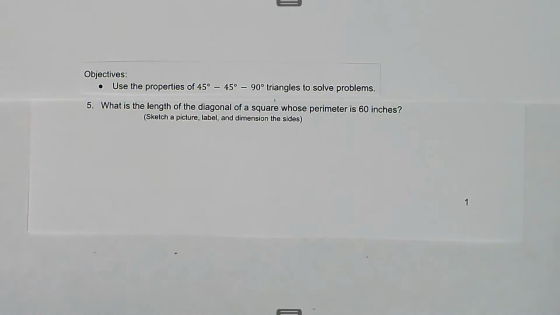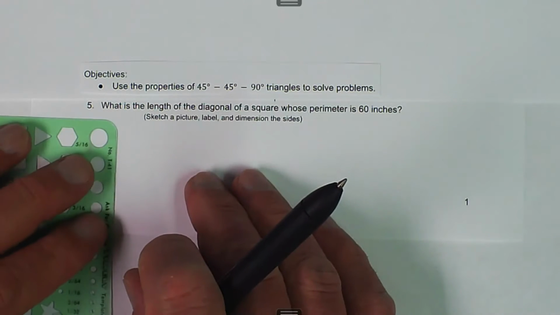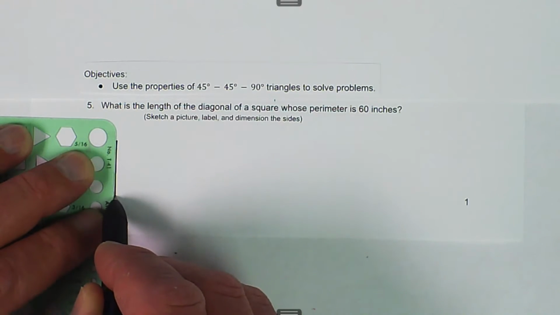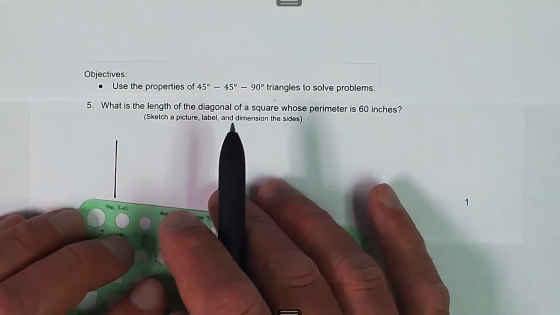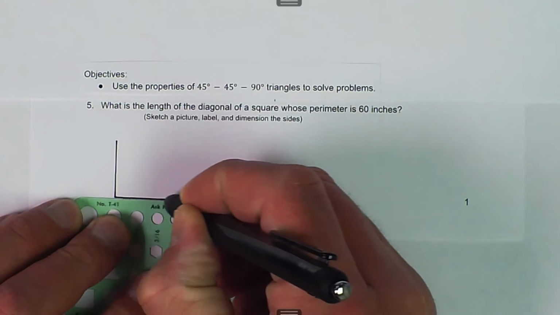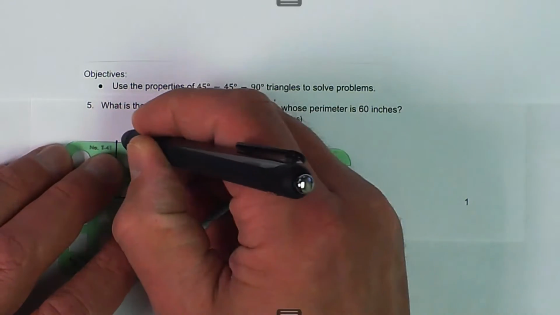So first thing I'm going to do is I'm going to sketch a square. It's not going to be an exact square, but it's going to be pretty close. So we want to have all the sides equal, and we want to have all the angles 90 degrees if we can help it.